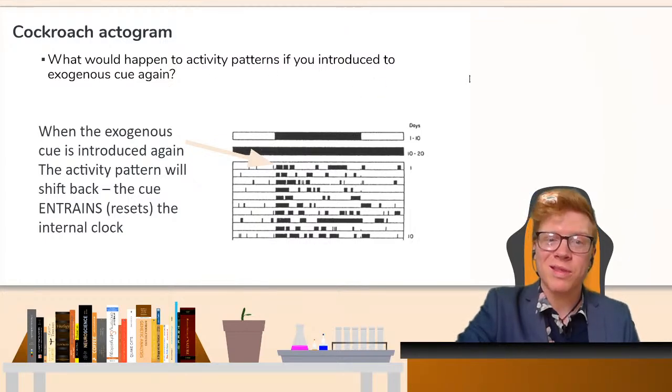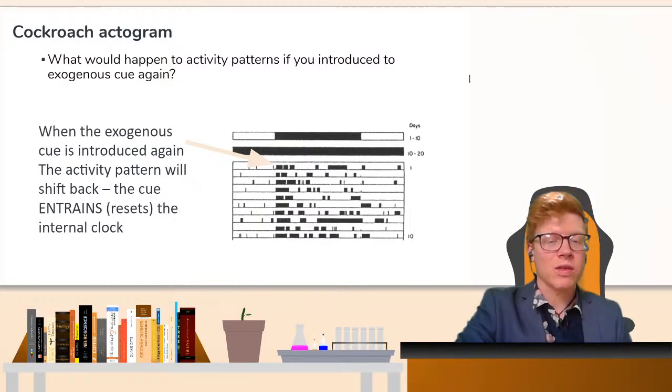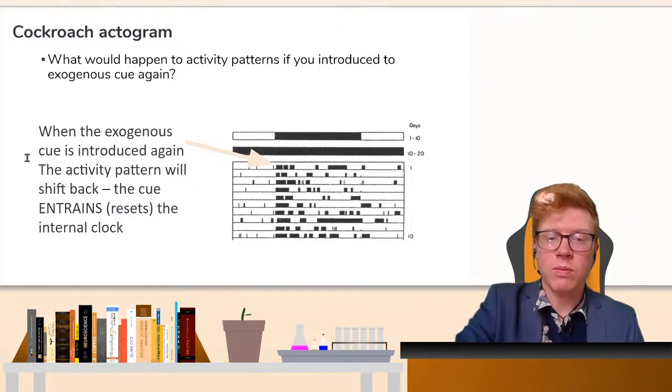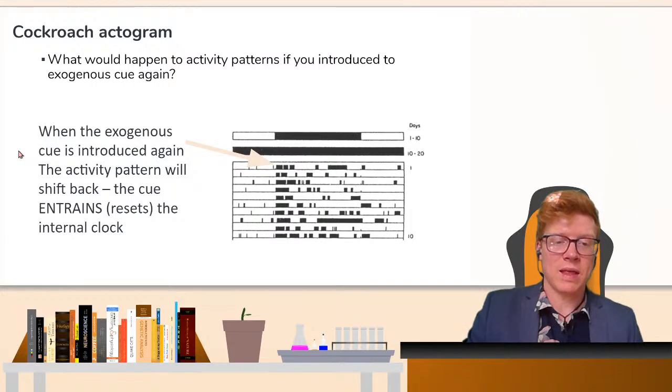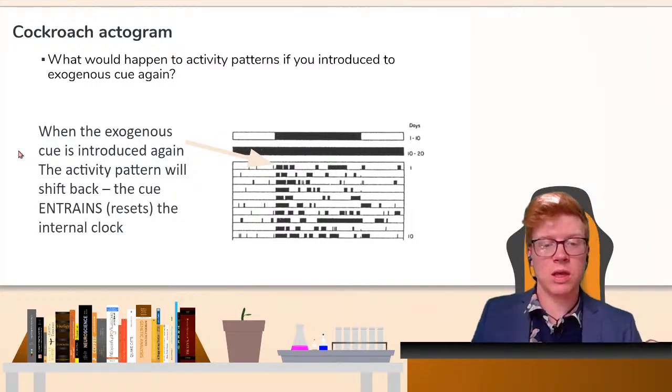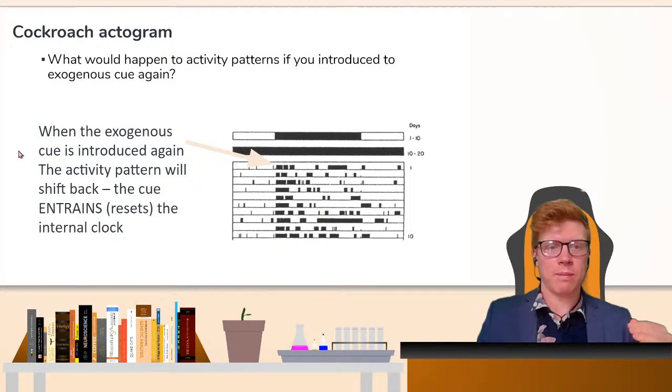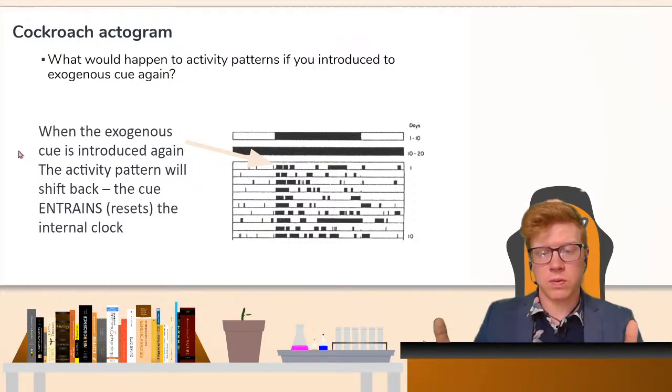Okay, what happens if we introduce the exogenous cue again? What happens if we turn back on the light and dark? And what we see is that the activity pattern shifts back. The cue entrains, it resets that internal clock, and sometimes that takes a couple of days. So you might see examples where they go back to a normal rhythm, and you see that it takes a couple of days. We experience this in the form of jet lag.